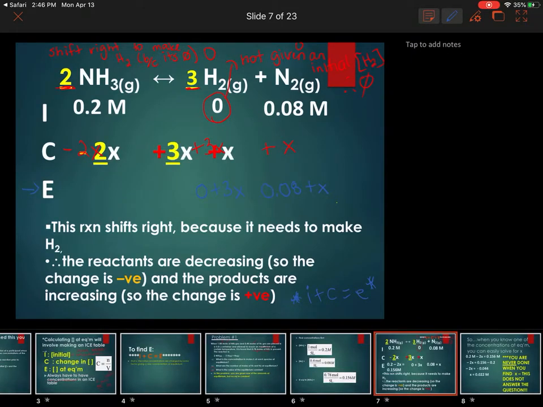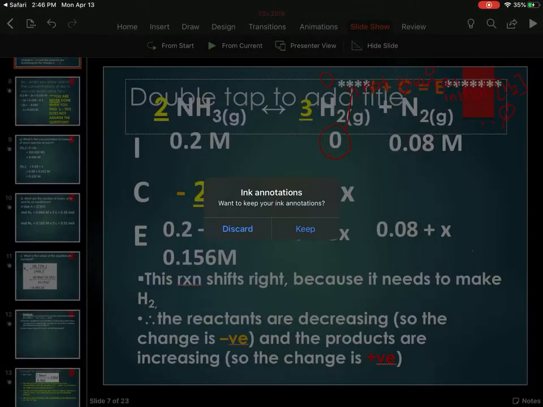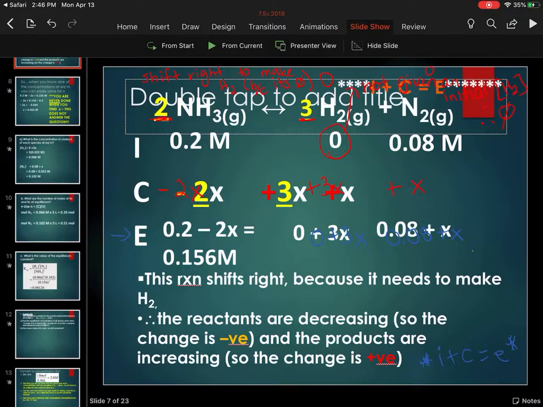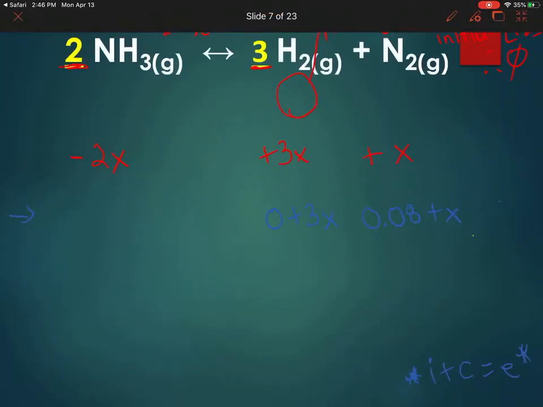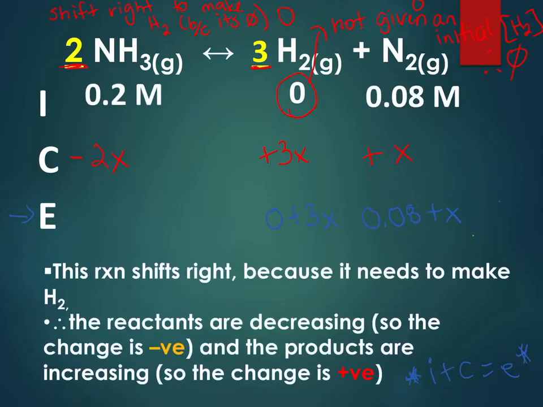And then the last one is unique. Again, this is a unique problem because problem 1 is unique because we do know something at equilibrium. So here we have 0.2 minus 2x. And why did I put minus there?